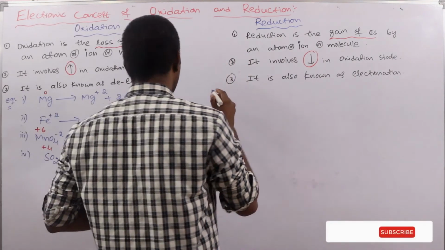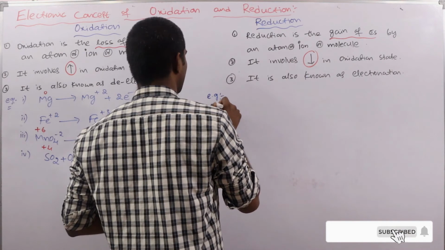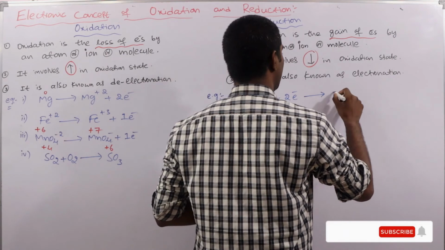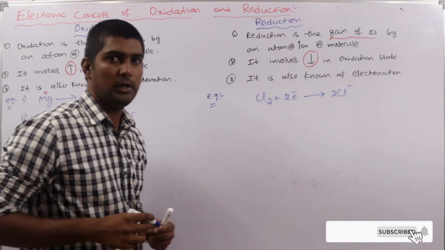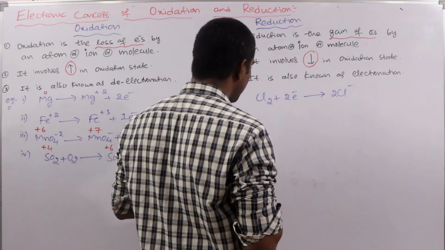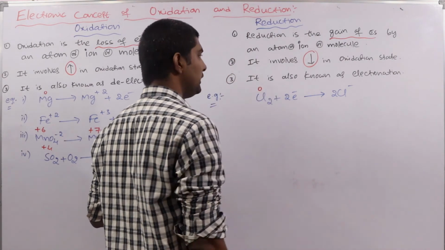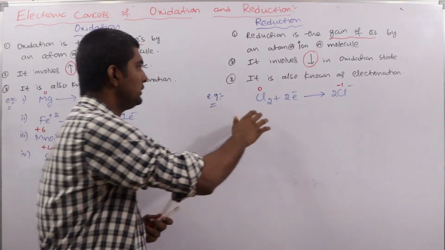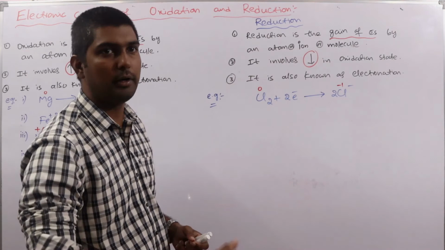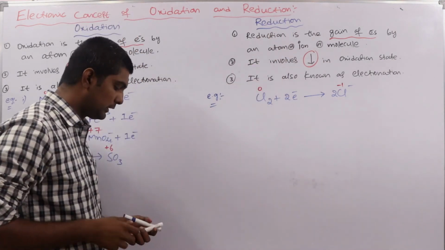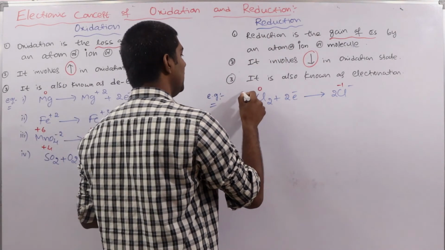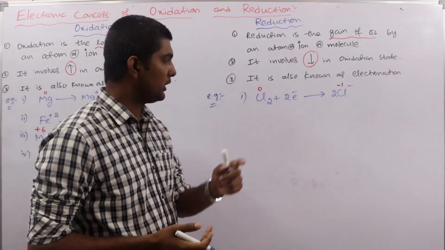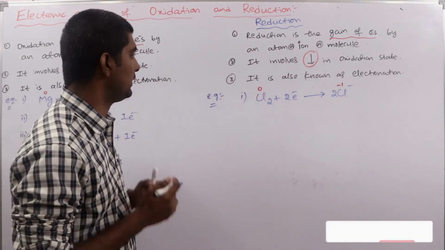Let us see the examples. Suppose we have Cl2 plus 2 electrons added, we get 2 Cl-. Here we have added 2 electrons. The oxidation state of chlorine is 0, but here -1. So 0 to -1 means oxidation state decreased, so that's why it is reduction. In reduction, electrons are added, and the oxidation state of the species which is gaining the electrons decreases.